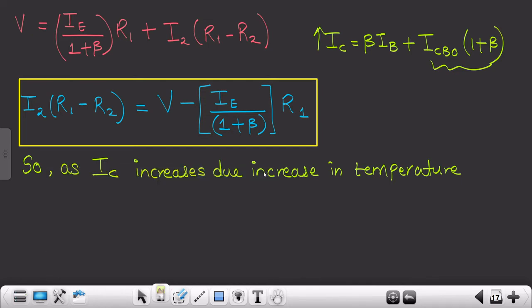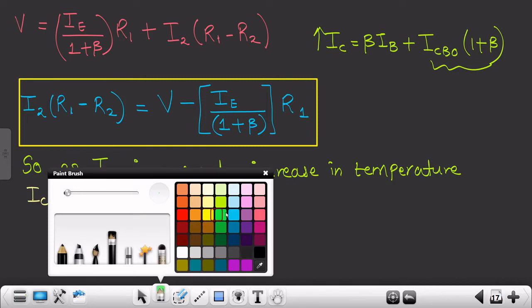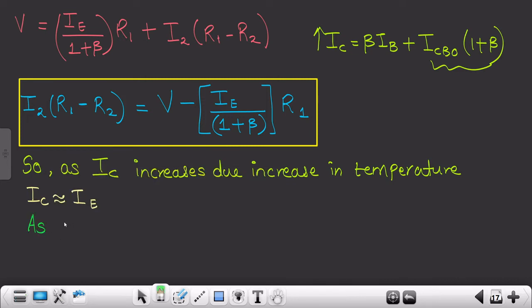We all know that IC is almost equivalent to IE, right? So, as IE increases, from the above equation we can clearly see that the value of current I2 decreases. I'll directly write I2 decreases, as you can see very clearly. As IE is increasing, it is getting subtracted with this particular factor, and due to this reason your I2 is decreasing. I hope you are getting my point.